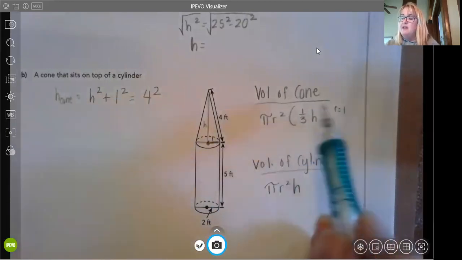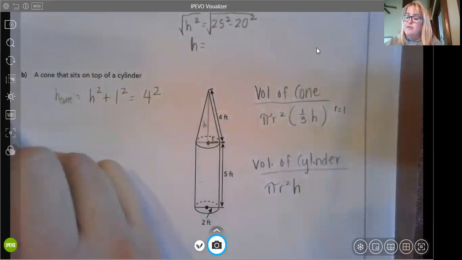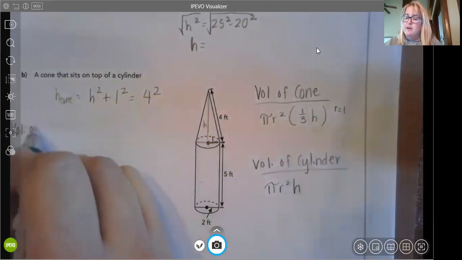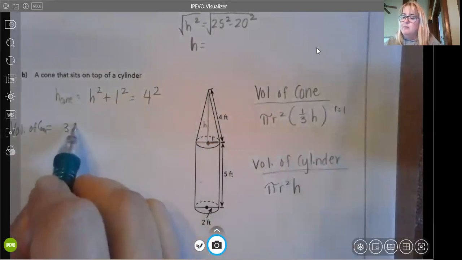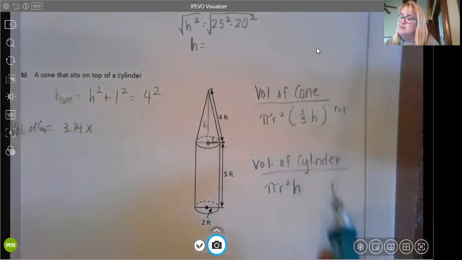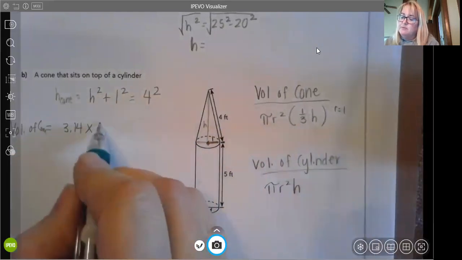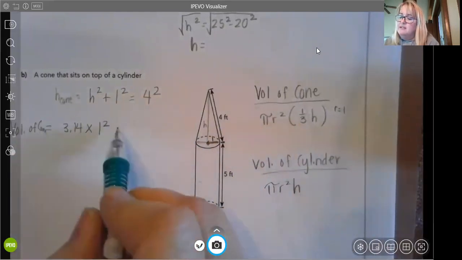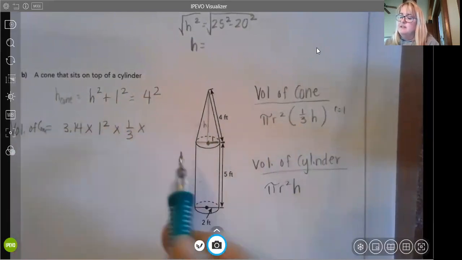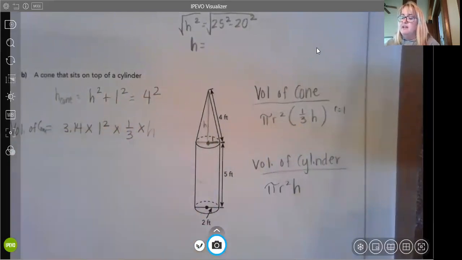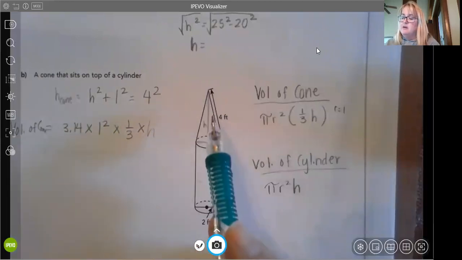Once you know that, then you can put that into the volume of the cone, which is pi, 3.14, times the radius. We said the radius was 1, squared, times 1/3 times, and you've got to figure out what that little height is. So that's the volume of the cone.